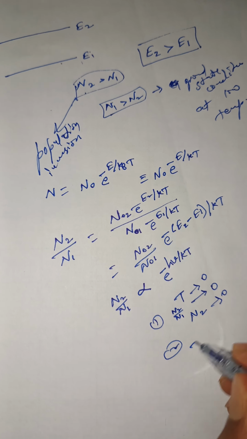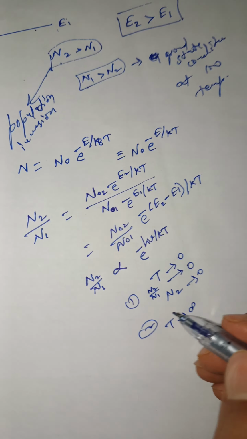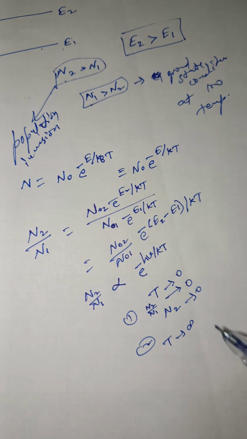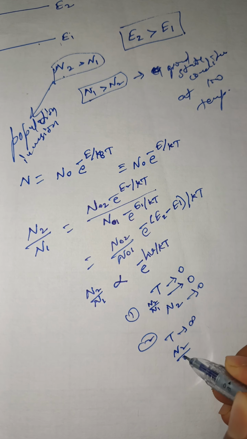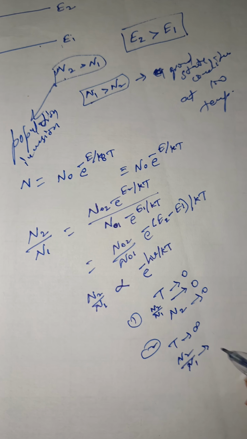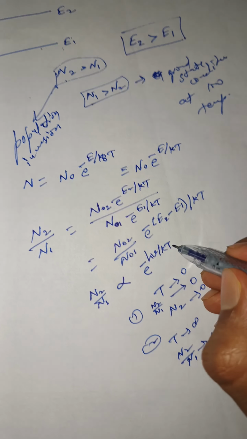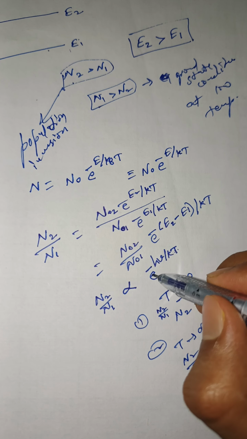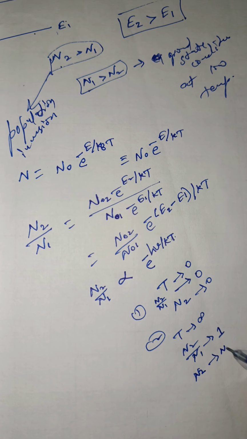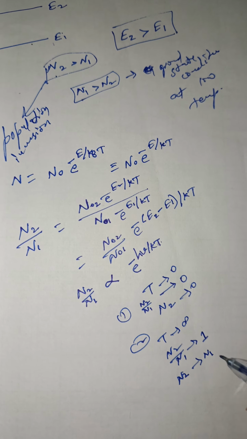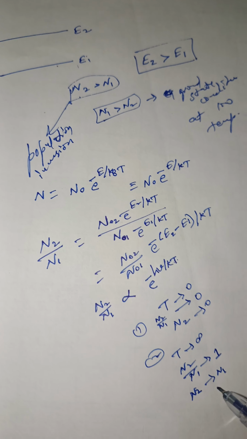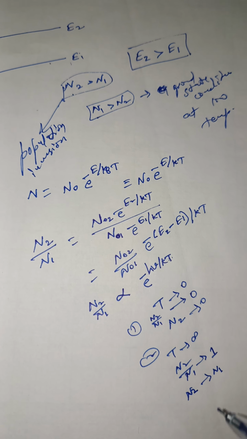And the second condition: if you take T tending to infinity, which is what we will always tend to achieve, then N2 by N1 from this relation goes to 1, because with T tending to infinity the exponent is 0, and e to the power 0 is 1. That means N2 will become equal to N1, but not greater than N1, even at infinite temperature.